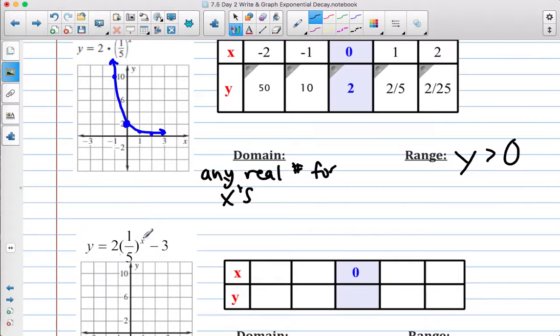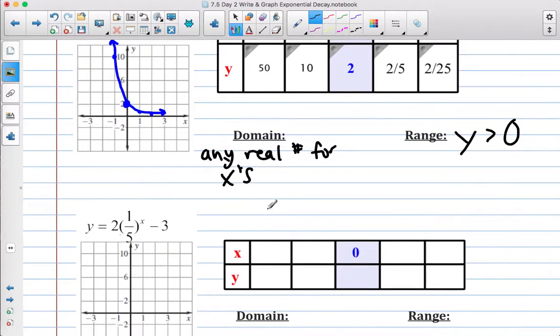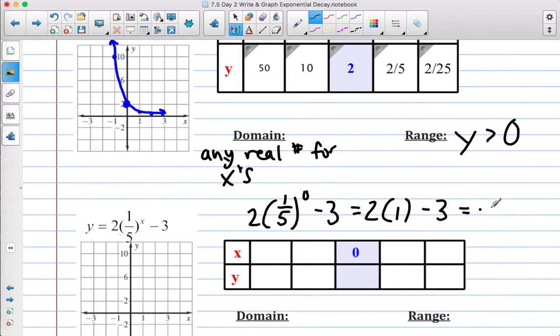When I put 0 in for x, I get 1/5 to the 0, and that is 1 because anything to the 0 power is 1. Then I end up with 2 times 1. Let's show the work. I'm going to put 0 in for x: 2 times 1/5 to the 0, minus 3. Anything to the 0 power is 1, so this really becomes 2 times 1 minus 3. 2 times 1 is 2, minus 3 is -1. So it moved it down. So this is at -1 now.